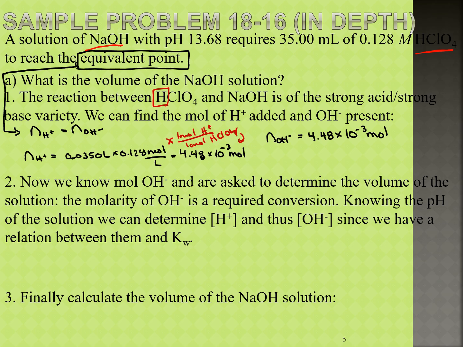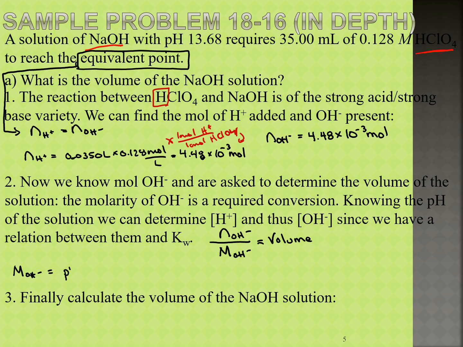All right, number 2, step 2 says now we have those moles of OH. We want to determine the volume of our solution. All right, well, we can use the molarity as a conversion factor like we have done before. I can take the number of moles of OH divided by the molarity of OH, and this would equal the volume. So could we find the molarity of our OH? Well, sure we could. We were given the pH.